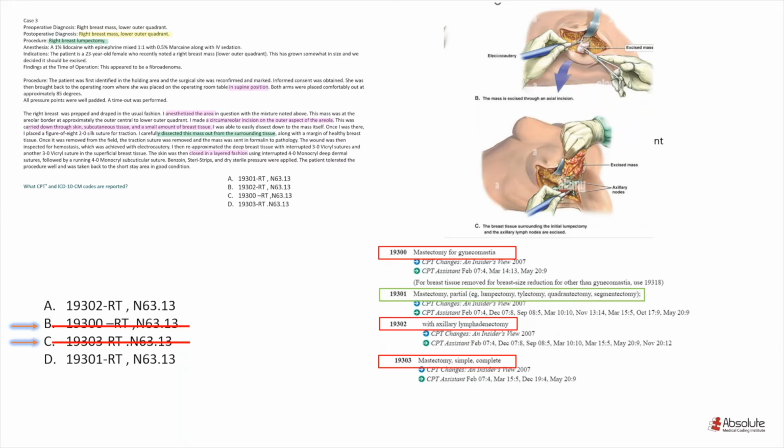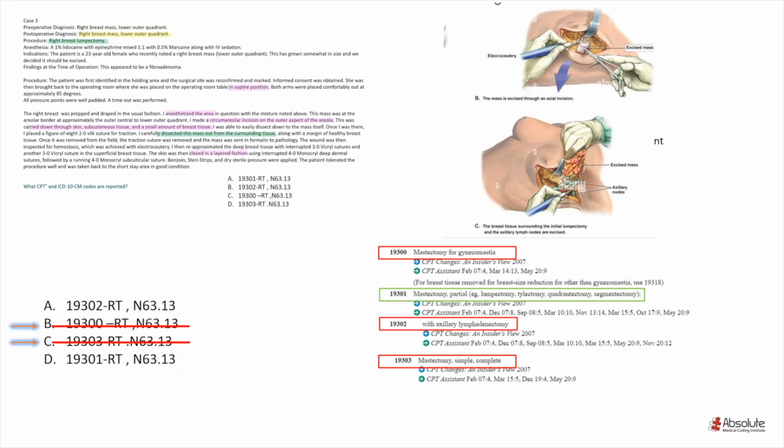You can see 19301 in the upper one, which is mentioned as B. You can see what is happening in this 19301 procedure. The doctor will be removing the mass or the lump which is in the breast. He will be just excising it out. In diagram C, you can see what is happening. That is 19302. He will be removing the lump, that is right breast mass or whatever it may be, along with the axillary lymph nodes. So he will be removing both parts.